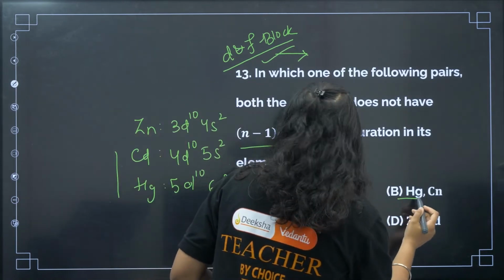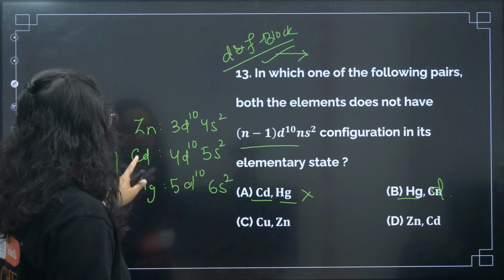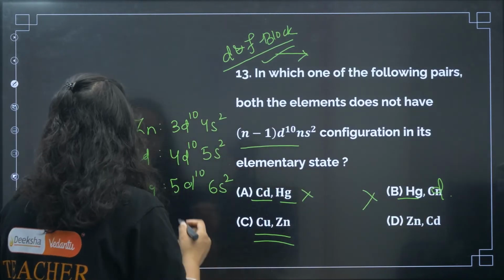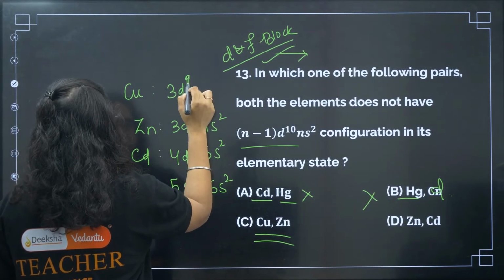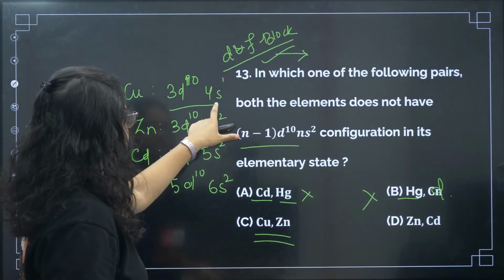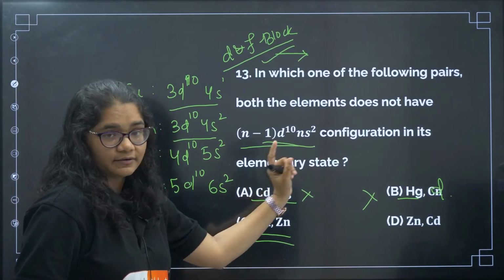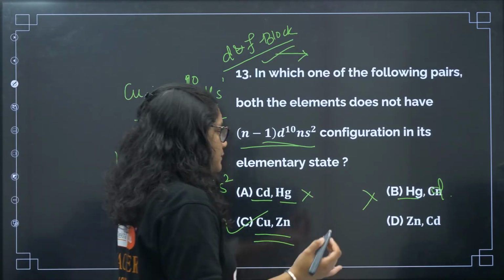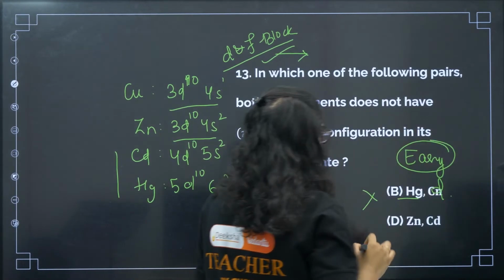Now here mercury and cadmium only it is given. Okay, so again these two cannot be the answer. Copper and zinc. So now let us see the configuration of copper. Copper is 3d10 4s1. Okay, so copper's configuration is this one and zinc's configuration is this one. Here both the elements do not have this configuration, right? So the correct answer for this question is option number C. So this question again, if you know the electronic configuration, it is a very easy question.